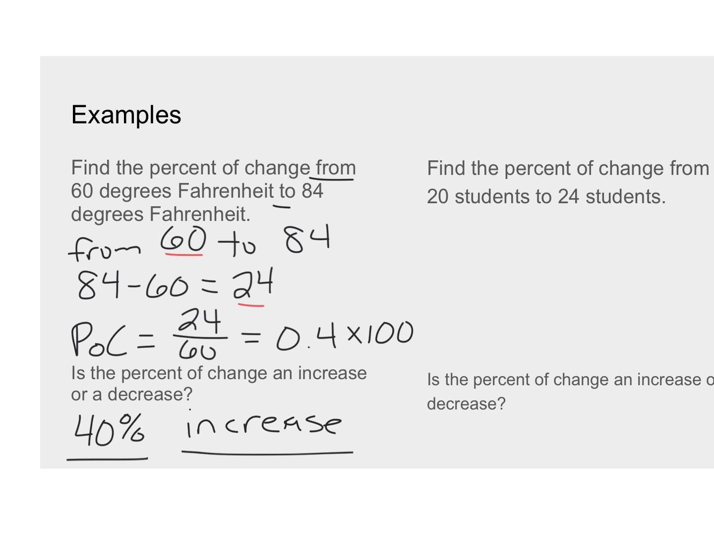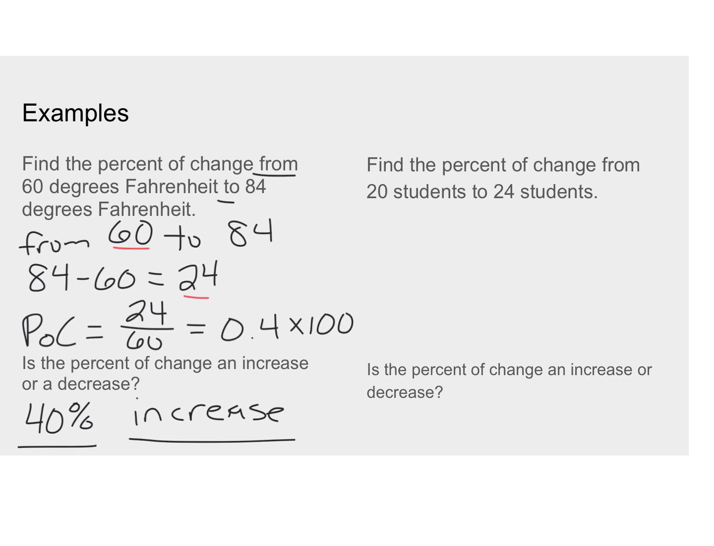Let's try another one together. Find the percent of change from 20 students to 24 students. So from and to, go from 20 to 24. What's the first step? What do we have to find looking at our equation up here? We have to find the amount of change. How do we find the amount of change? Yep, 24 minus 20, which is 4.